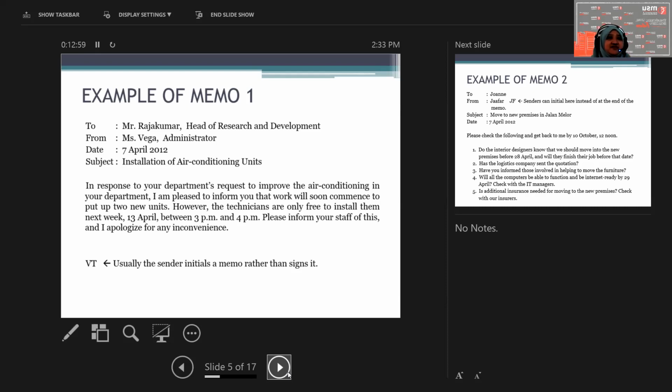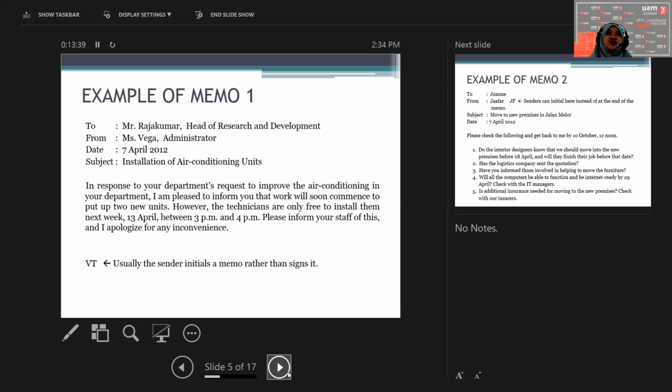So Ms. Vega, the admin, said that we are trying to solve the issues that you have in the R&D department. Maybe the aircon is not working, so they are going to install it on the same date, between 3 to 4 p.m. So make sure that on this date, at this time, the office is open. There is somebody there to greet the technician, and you allow them to come into the department to do the installation. That is what they have to do.